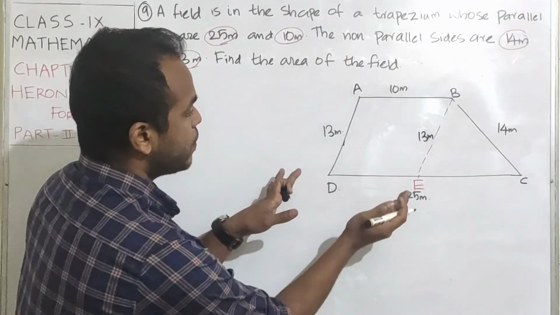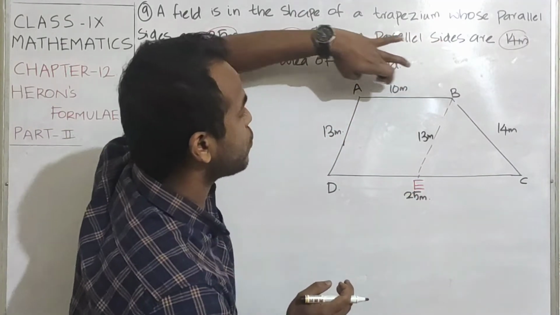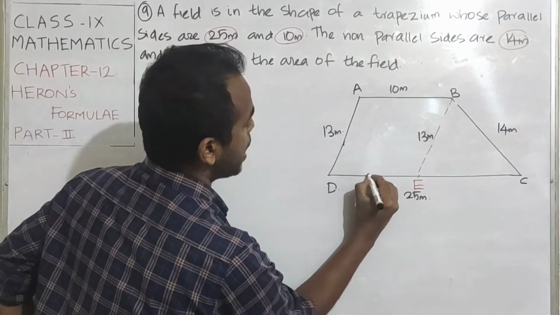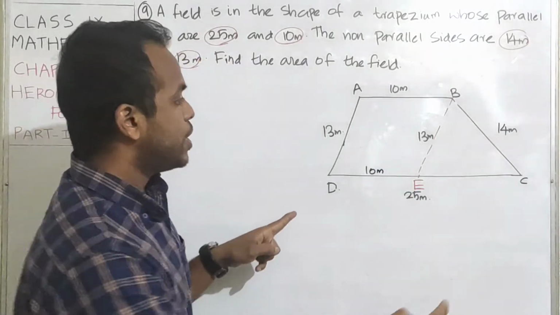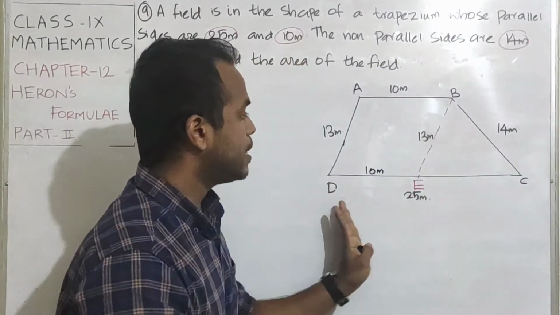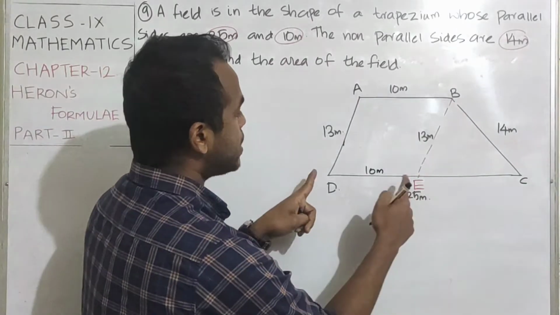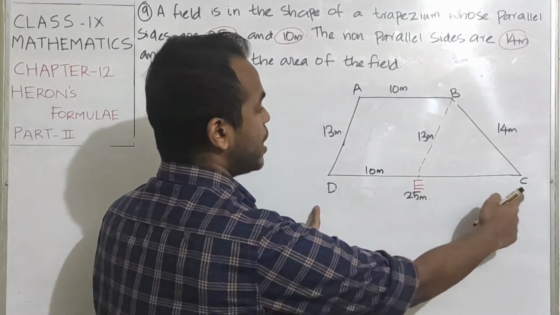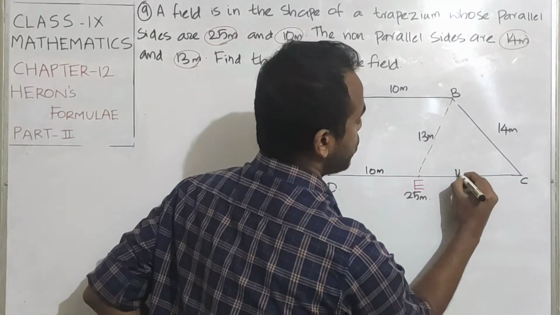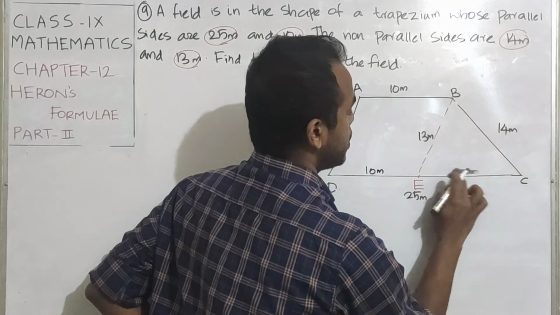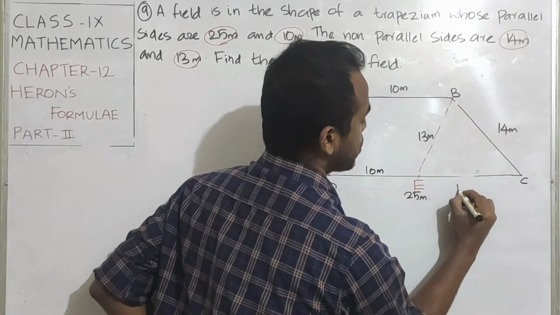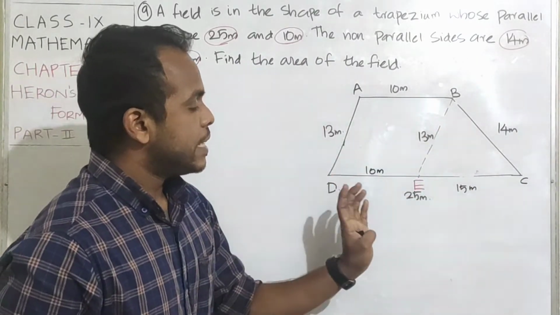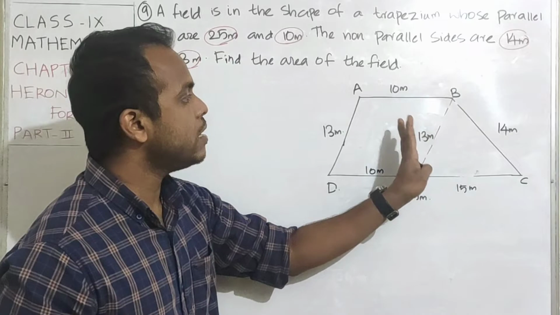That's the same case with the bottom part also. Whatever be the length of AB will be the length of DE. So DE will be the same as AB, or 10 meter. Now the total length DC is 25 meter. Out of that, DE is 10 meter. So what will be EC? The remaining part. Out of 25, 10 is gone, so the remaining 15 meter will be the length of EC. Now that's enough, I think, to find the area of a triangle.